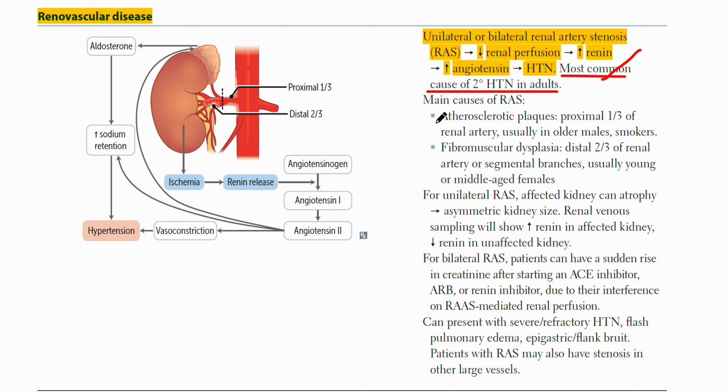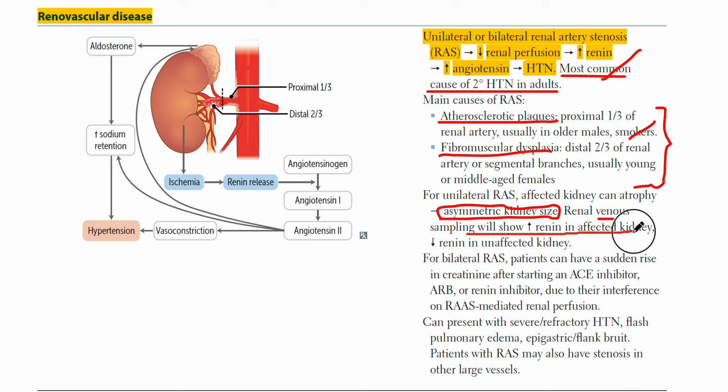The main causes are atherosclerotic plaques, which occur in the proximal 1/3 of the renal artery, usually in older males and smokers, or fibromuscular dysplasia, which occurs in the distal 2/3 of the renal artery or segmental branches, usually in young and middle-aged females. For unilateral renal artery stenosis, the affected kidney can atrophy, giving asymmetric kidney size. Renal venous sampling will show increased renin in the affected kidney and decreased renin in the unaffected kidney.